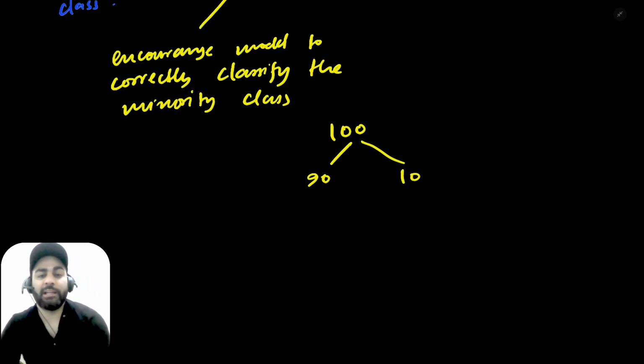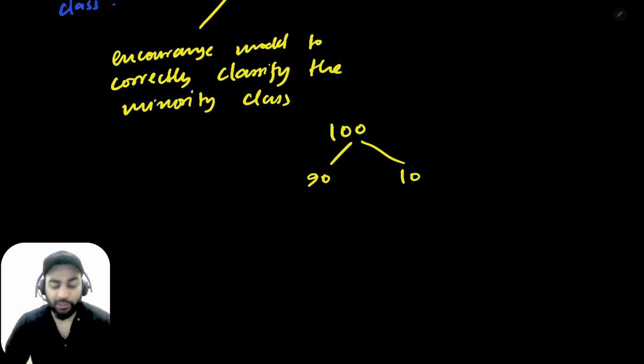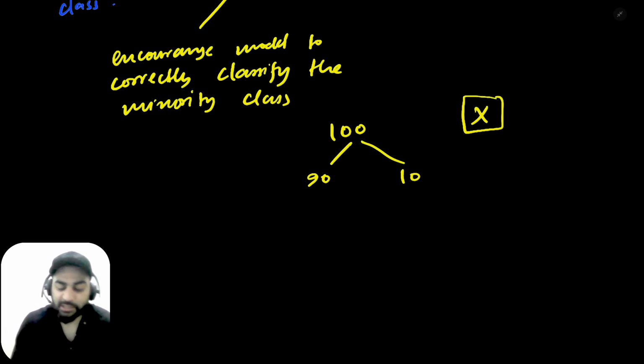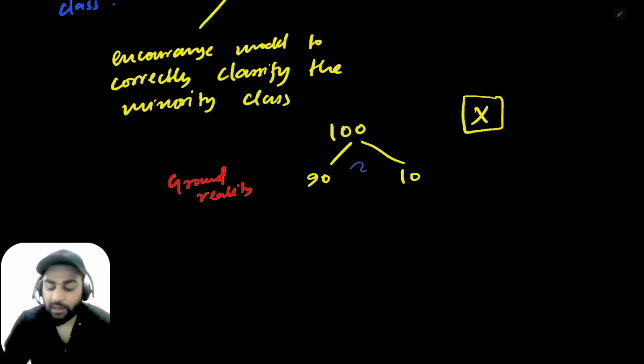So let's suppose you are working for a hospital, and there is a unique disease. Let's call it disease X. You took 100 subject people, and you are trying to classify if these people are diseased or not. But this is the ground reality: 90 people actually are not diseased, and 10 people are diseased.